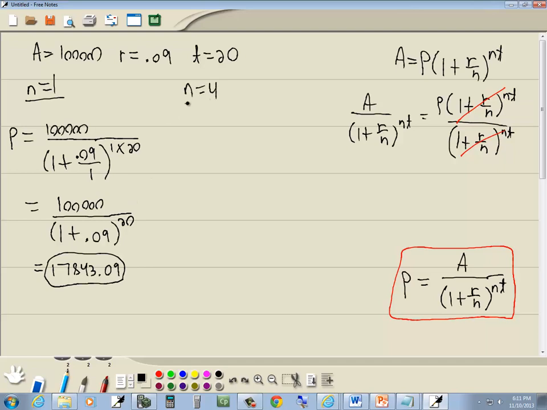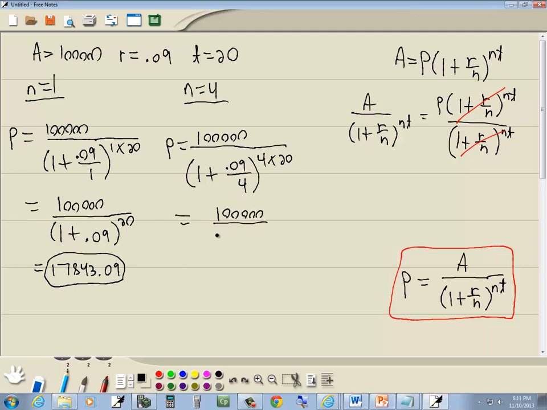Now the second one, we want to find n is equal to 4. So we got P is equal to 100,000. Again, we're plugging into this formula down here, over 1 plus R, which is 0.09, divided by N, which is 4, raised to the NT power, which would be 4 times 20. Which gives us 100,000 over 1 plus 0.09 over 4, raised to the 4 times 20, which is 80th power.